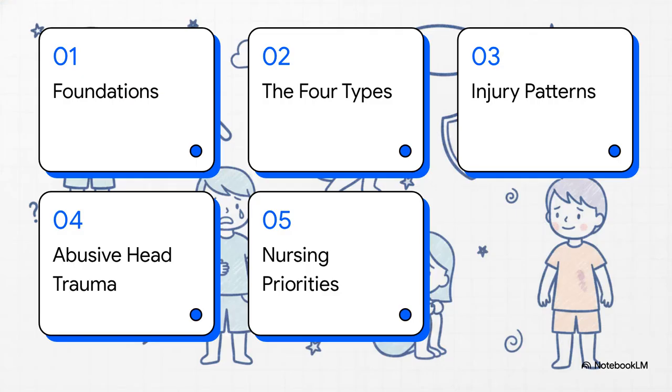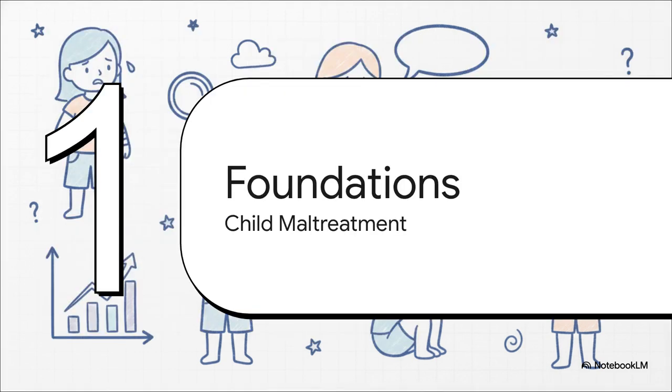Here is our agenda for today. 1. Foundations of child maltreatment. 2. Recognizing the 4 types. 3. Injury patterns and red flags. 4. Abusive head trauma. And 5. The nursing priority sequence.